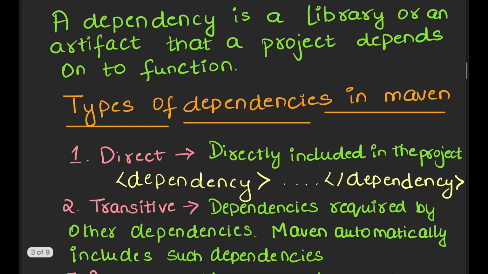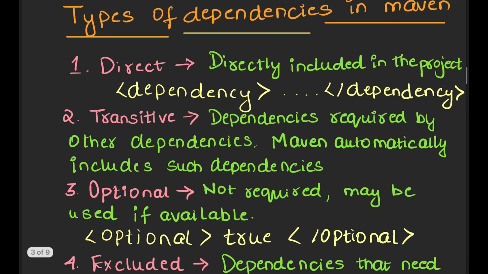In Maven, there are several types of dependencies. Note that, here, types of dependencies refers to the different ways in which Maven handles dependencies. The first type is direct dependencies. These are dependencies that are directly included in the project's pom.xml file. These are specified using the dependency tag.